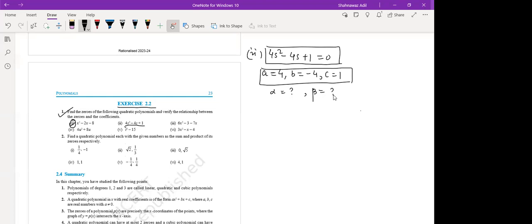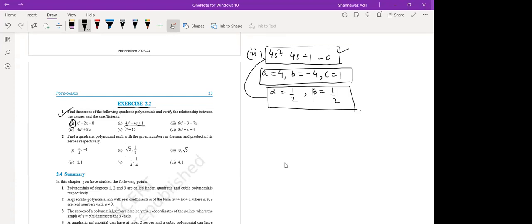Sir, both alpha and beta are 1 by 2. Okay. So your answer is 1 by 2. How can we check whether this is correct or not? So next you have to follow by the equation. This is the equation, right? I want to check whether these are zeros or not. So if I put the value of alpha in this one, what will I get?